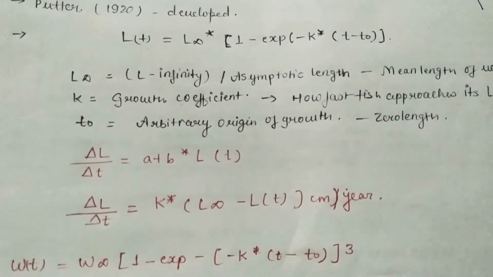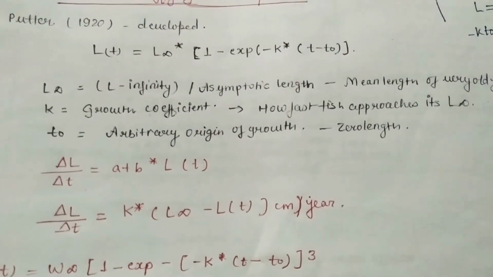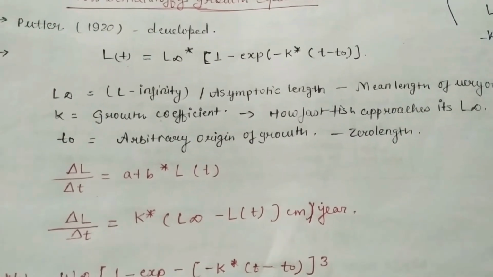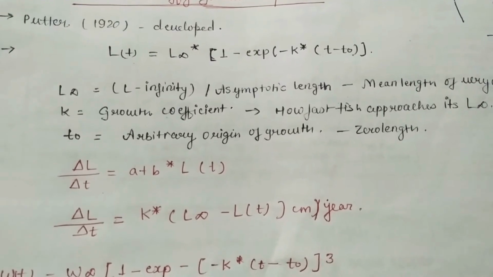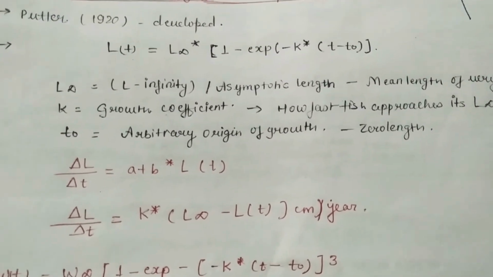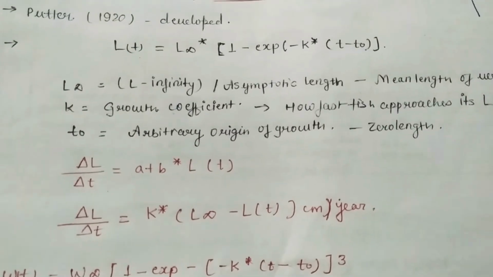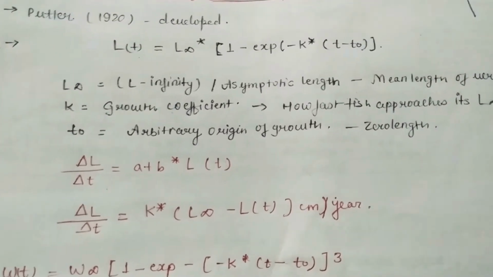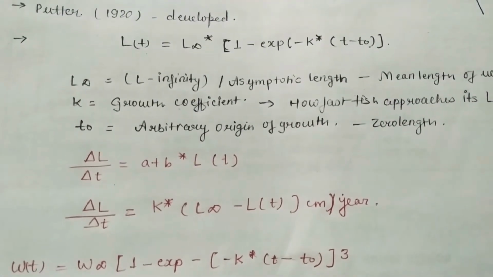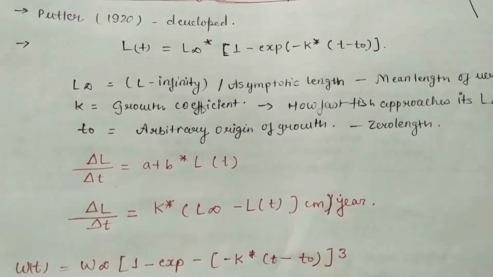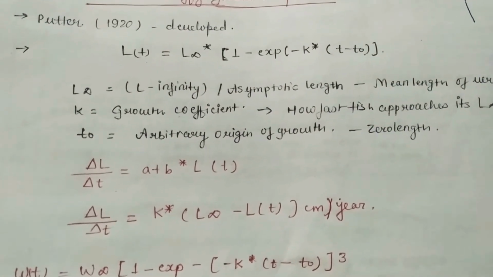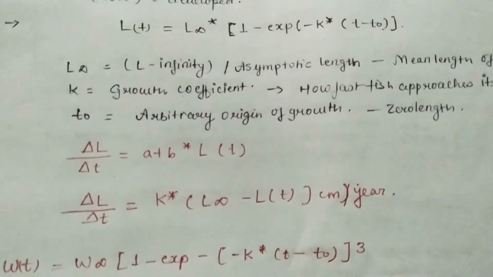Here K is the growth coefficient. It means how fast the fish approaches its L infinity. So K can tell us that if a fish has a higher L infinity, it should have a lower K, that is, the growth coefficient should be less. It is important for the exam to know that if K is large then L infinity will be small, and if L infinity is large then K should be a small value.